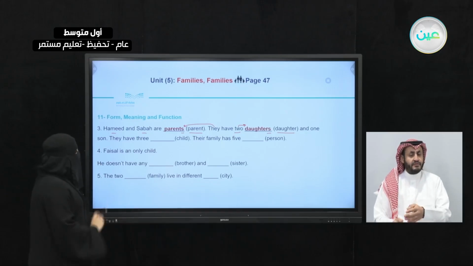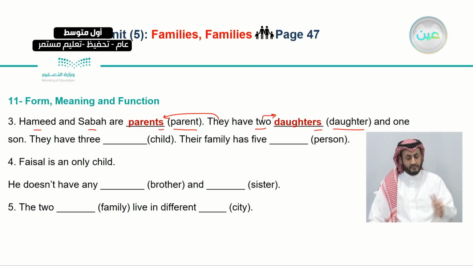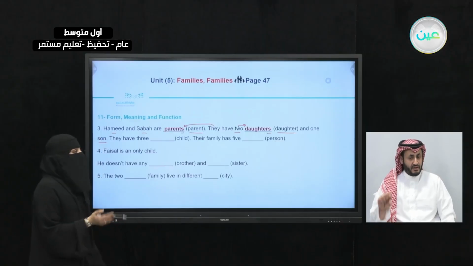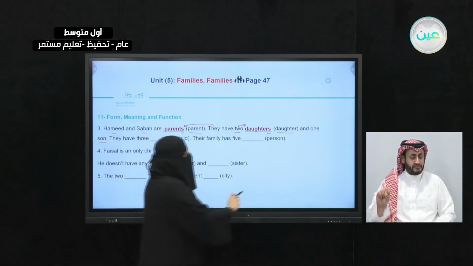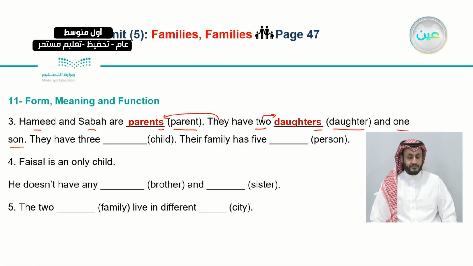Okay, let's start to read this over. Hamid and Sabah are parents. They have 2 daughters and 1 son. Did you notice something here? Son is only a singular noun. How did I know that? There was a number mentioned, 1 son.